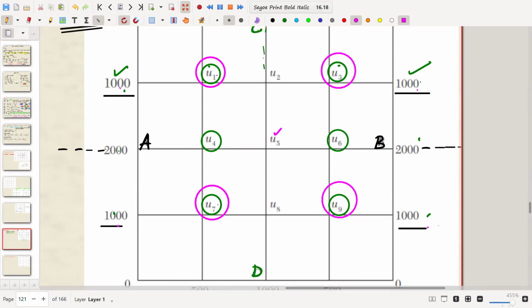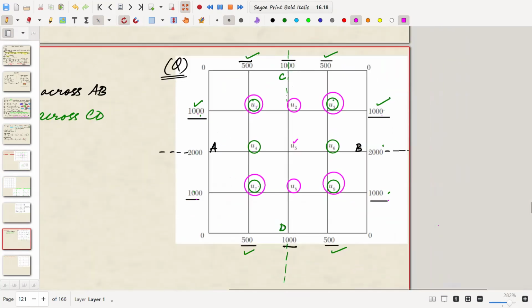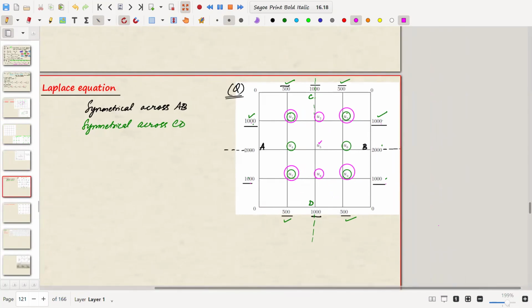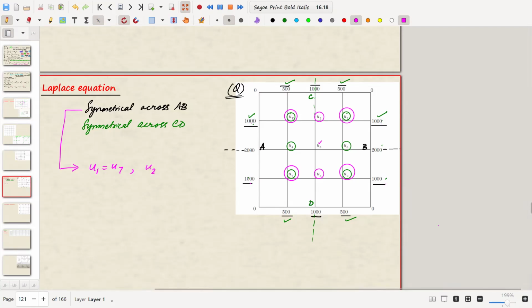Okay. And of course, U2 is also equal to U8 across AB if you fold. Yes. So you can find the values, isn't it? Now, let us write it mathematically. If it is symmetrical across AB, what should be the condition? If it is symmetrical across AB, U1 should be equal to U7, U2 equals U8, U3 equals U9.